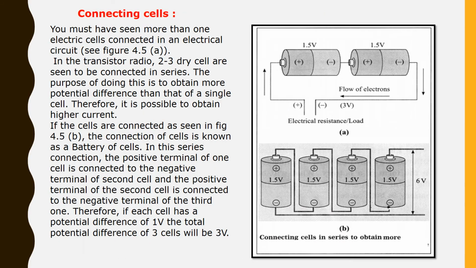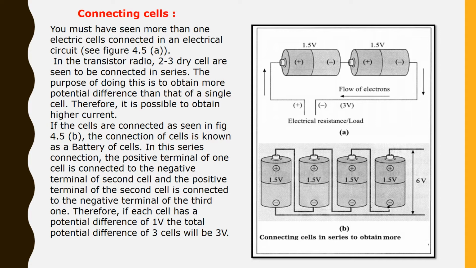Now the next topic is connecting cells. You must have seen more than one electric cell connected in an electrical circuit. So we can see that, children, in any electrical circuit there can be more than one electric cell. You can see in picture 4.5a. There are more than one electric cells there.